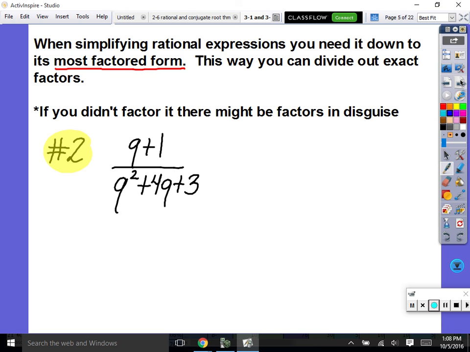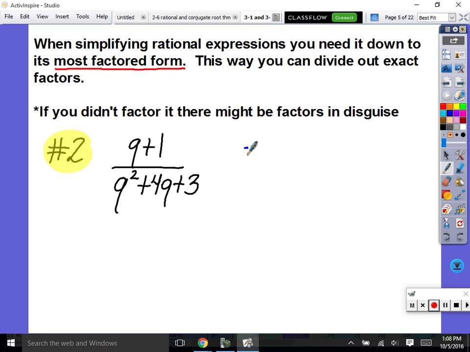A lot of people, if it wasn't in its factored form, then you wouldn't know that there is a q plus 1 down here in the bottom. So we have to factor it, and then we'll restrict our domain and then divide out exact factors. If you didn't factor it, there might be factors in disguise, I call it. You know what I mean? Factors that you don't know are there. Does everybody understand?